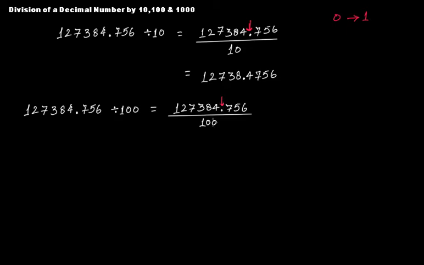In 100, how many zeros do you have? We have 2 zeros in 100. So towards the left of this decimal point, count 2 digits, first and second, that is 4 and 8. Place your decimal point just before 8. So your answer will be 1,273.84756.